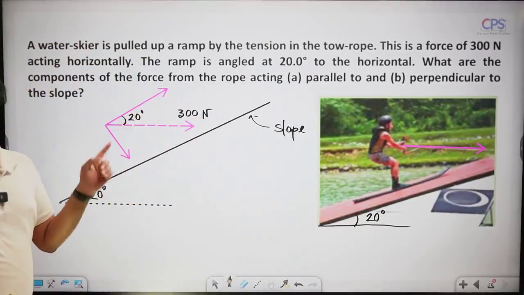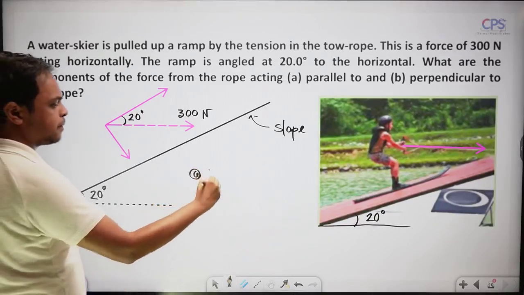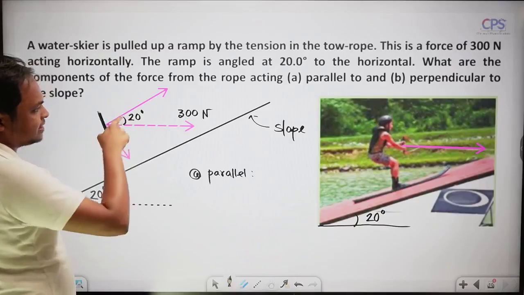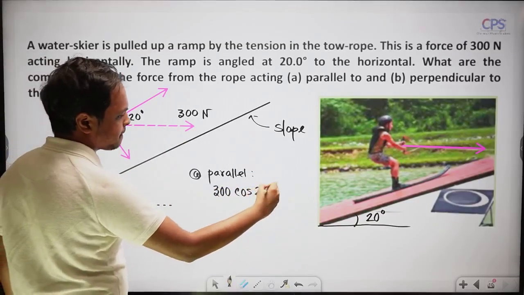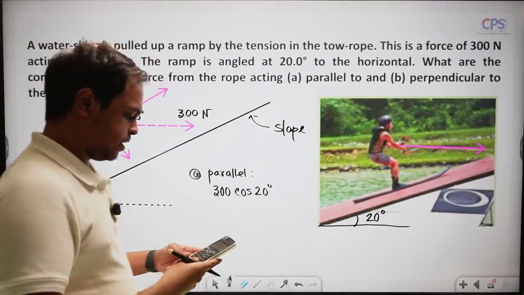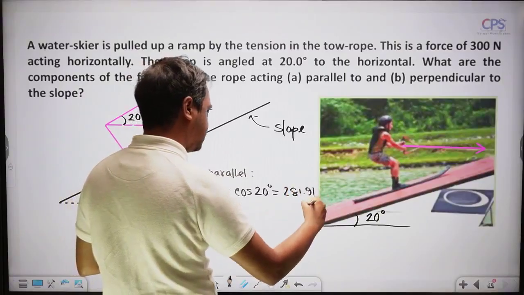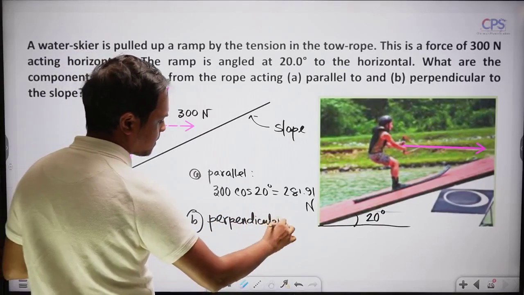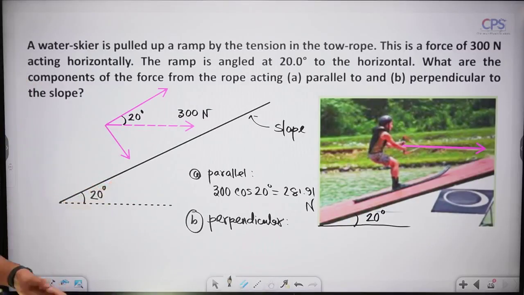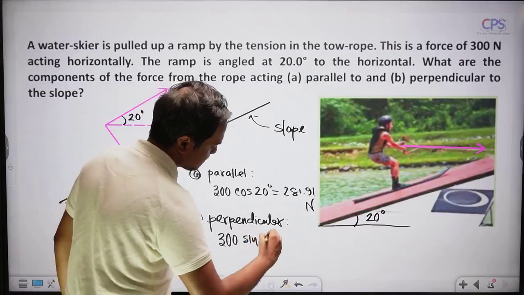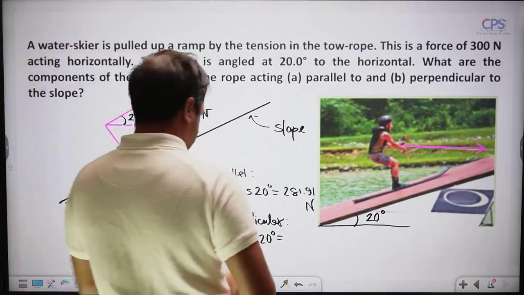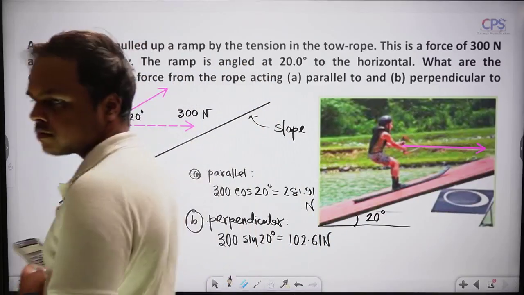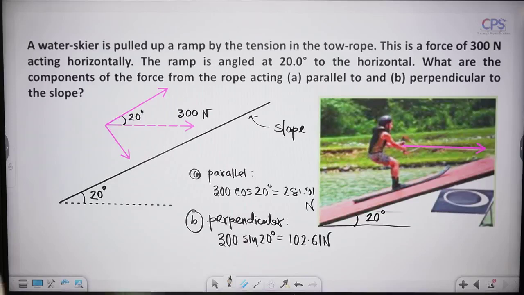This one is the adjacent one. So for the parallel one, parallel to the slope, okay, this one is adjacent. So this will be 300 cos 20 degree. How much is it? Cos 20, this one is 281.91 Newton. And how much is the perpendicular one? 300 sin 20 degree. How much is it? 102.61 Newton. Okay. See it, feel it, solve it.